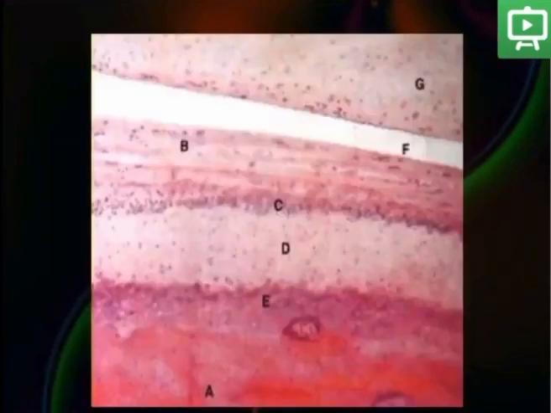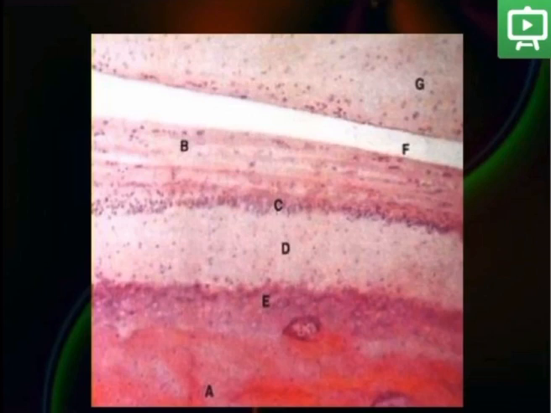In this sagittal section, A is the lower condylar head area. B is the fibrous surface zone. C is the cell-rich zone. D is the fibrocartilaginous zone. E, the calcified cartilage zone in the adult. F is the lower joint cavity, synovial joint space. And G is the intra-articular disc.